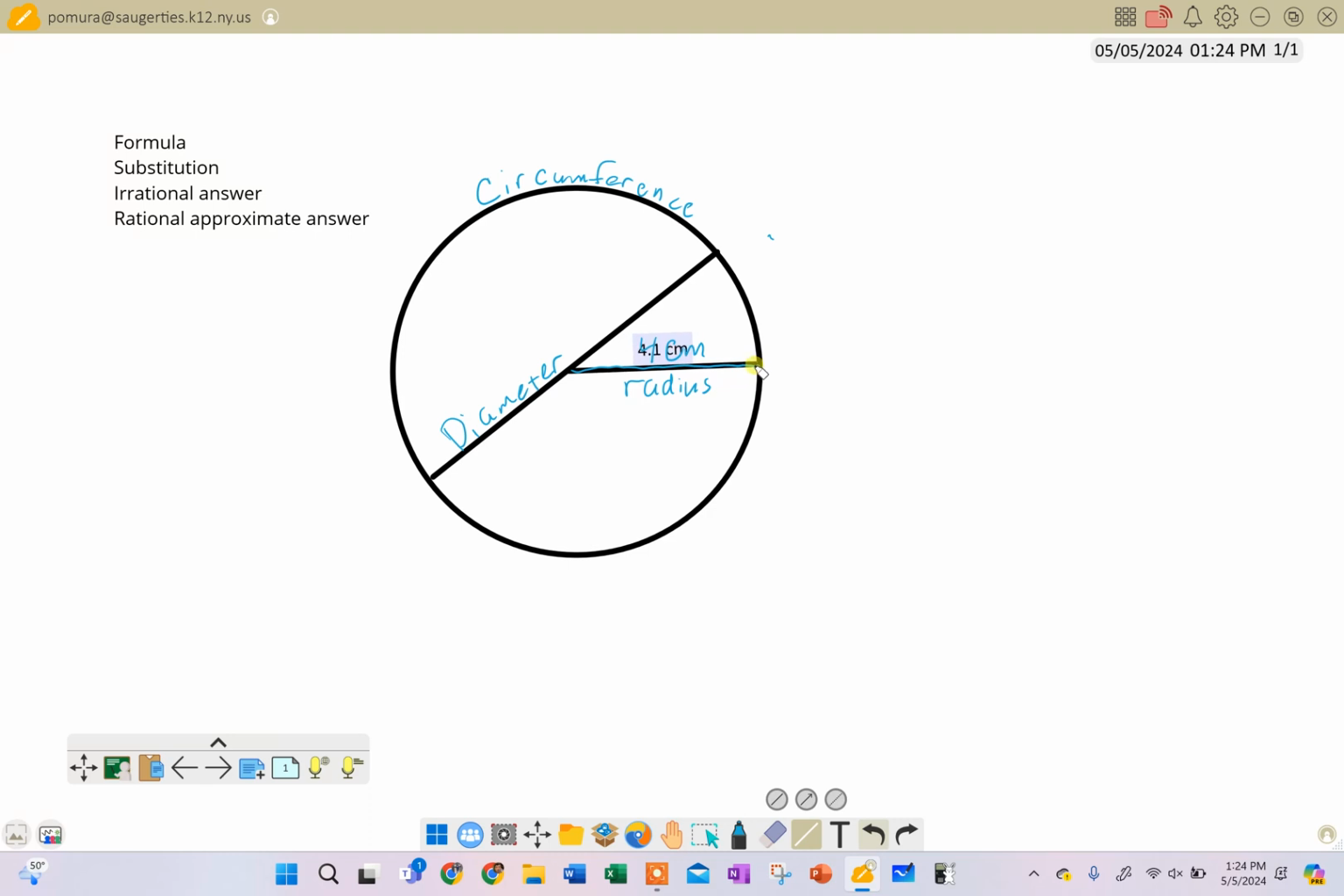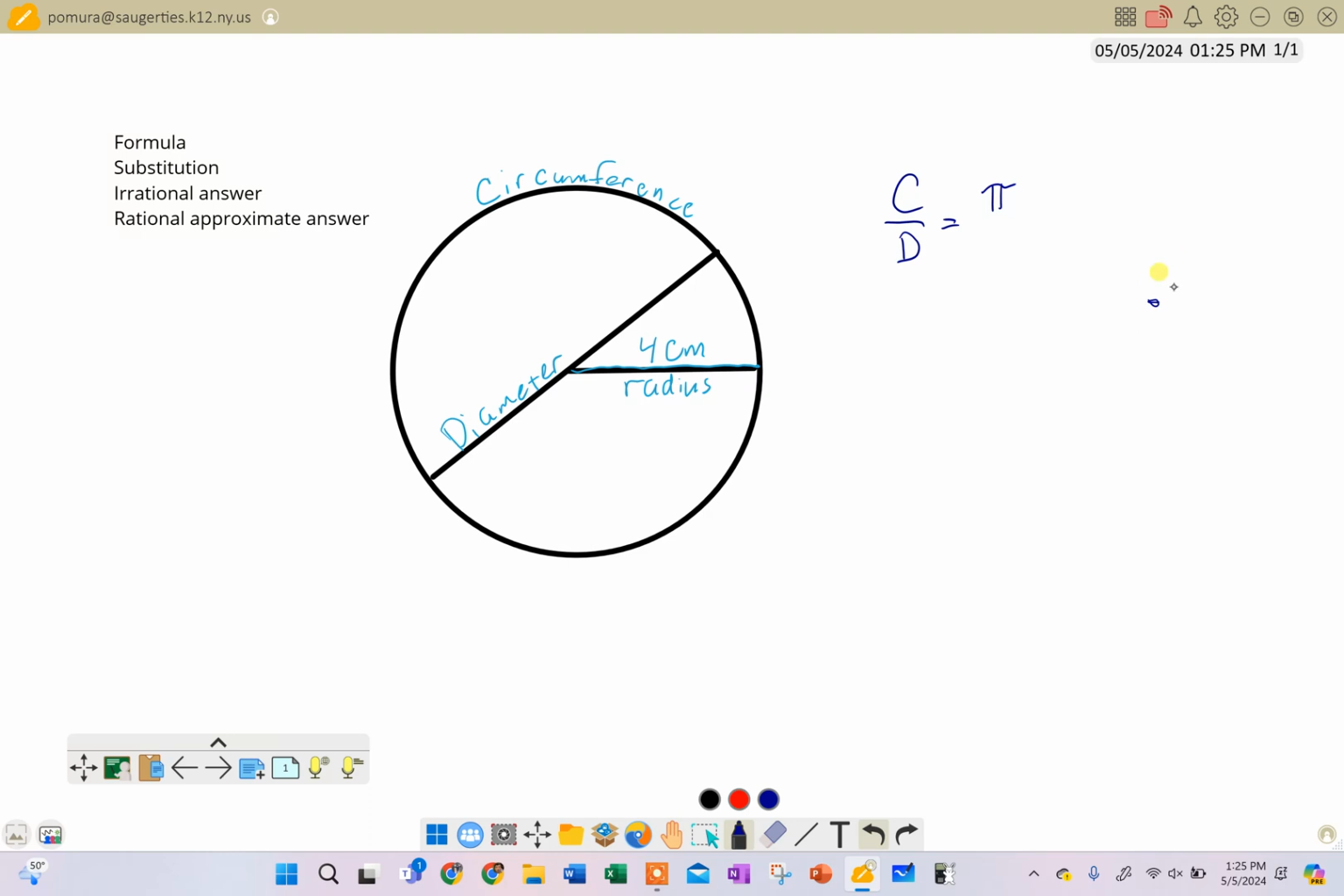My radius should be about 4 centimeters. I think I missed my center. Anyway, so that's fine. So here's how this all works. The circumference is the distance around the circle. Now, if you take the circumference and you divide by the diameter, you end up with pi.